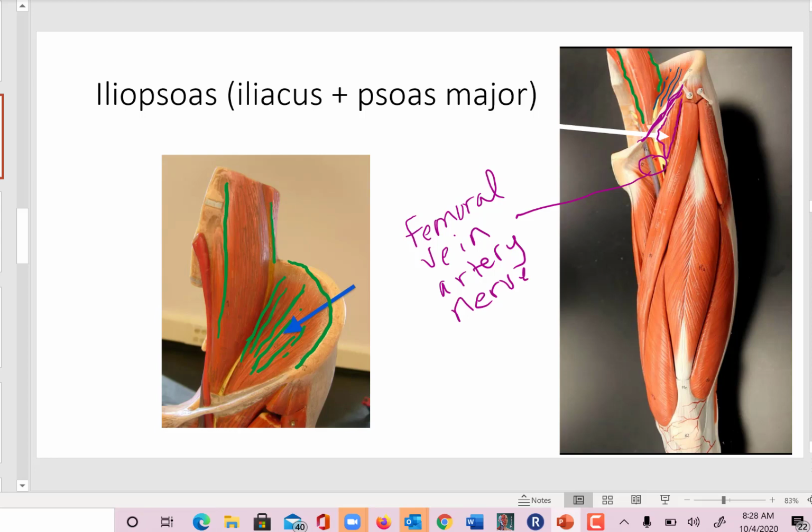So again, it says in your hit list you should know all three. And they are going to work together to flex the thigh and trunk. What's an antagonistic muscle group that you have already learned? The erector spinae muscle group that extends your thigh or extends your hip.